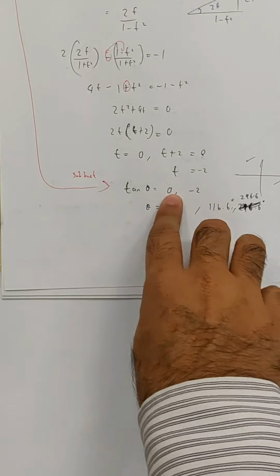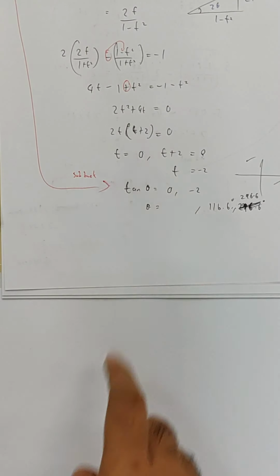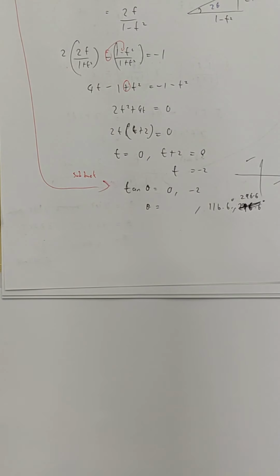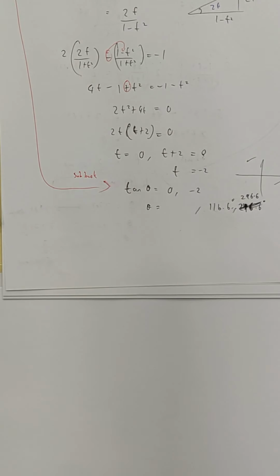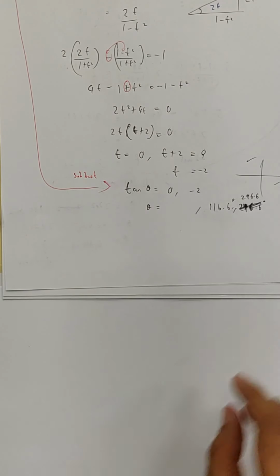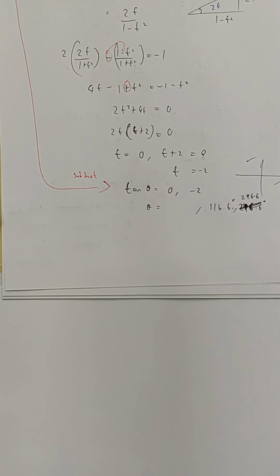Okay, but what about tangent 0? Tangent theta equals to 0. What do you get? That's all? What's the answer? 0 is only one of them.